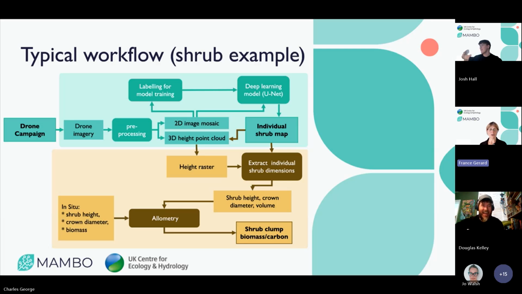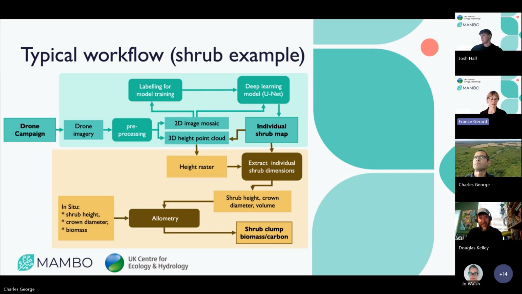So typically, when you are using drone imagery, you'll look at a workflow. In our case, it was to derive shrubs, but you might want to derive slightly different features. You start with your drone campaign, then you collect the drone imagery. There's some pre-processing required, which will give you 2D imagery and a point cloud. And then you need to carry out some labeling to train your model. Generally, it will be a deep learning model, which you then have to apply, and it will extract a feature. And that's the output you're aiming for. And in our case, it was the shrubs.